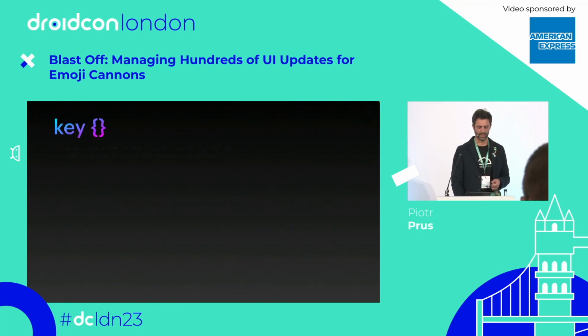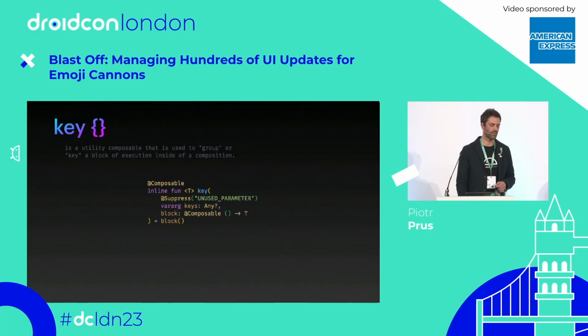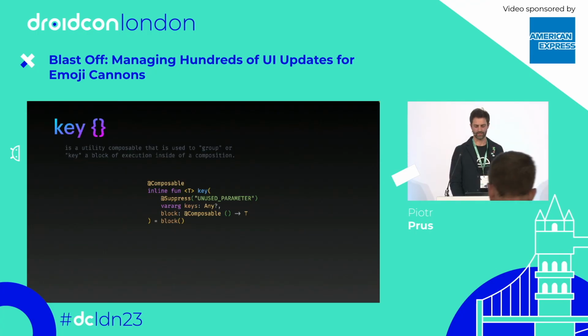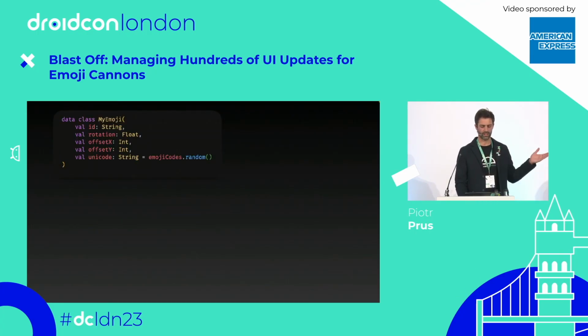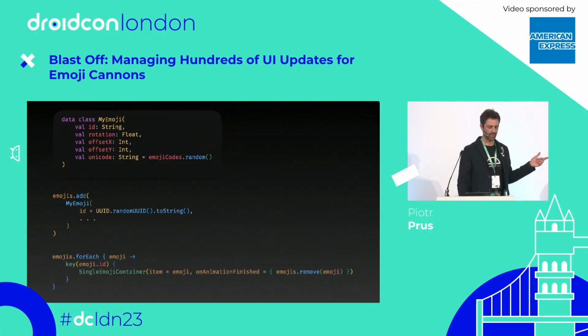This key utility function is a utility composable that is used to group or key a block of execution inside of the composition. It's a very easy function. It has just two parameters. One is key, of type Any, and then we have a block of composable. So to our data class, we are adding the ID, which is a string, and this ID will be just a random UID. Now every emoji has a unique ID, and we'll use this ID and wrap the single emoji container with the key utility function.